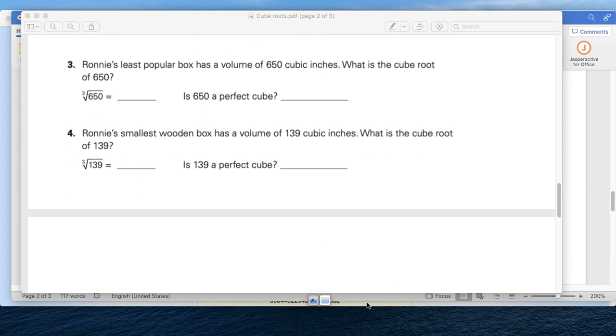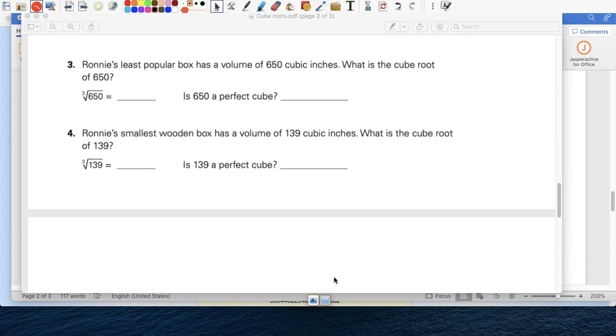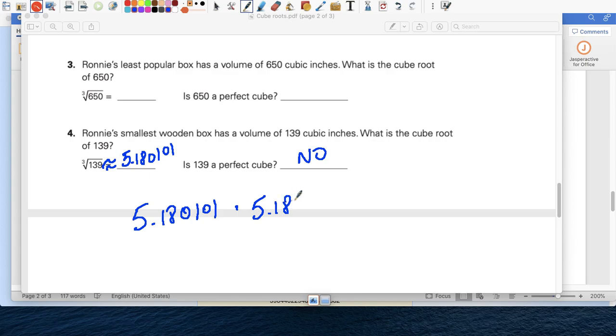Next, 139. Is 139 a perfect cube? We already know it's not because we have a list. But take the cube root, and if you look in your calculator, it's going to be approximately 5.1801. The answer is no. Your calculator has more decimals than that, but let's take more decimal places, as in the previous problem, and multiply that 3 times.